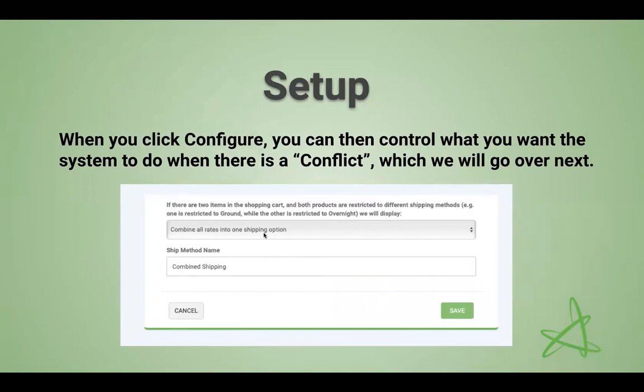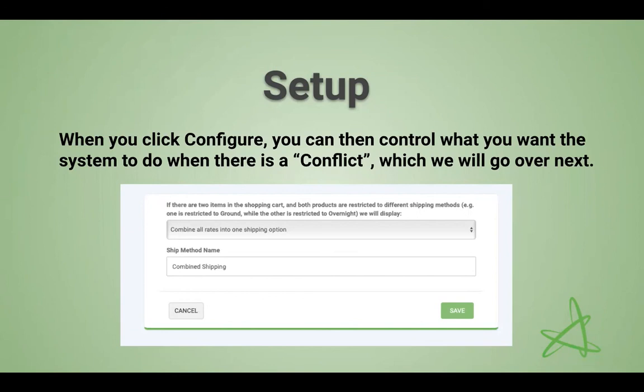And what these options are for is for when there ends up being a conflict, is the word I would use. So you can read what it says on the screen in the screenshot. If there are two items in the shopping cart and both products are restricted to different methods, in other words, one can only go one way, another product can only go another way, therefore you can't find the common ground between the two. What should it do, right?